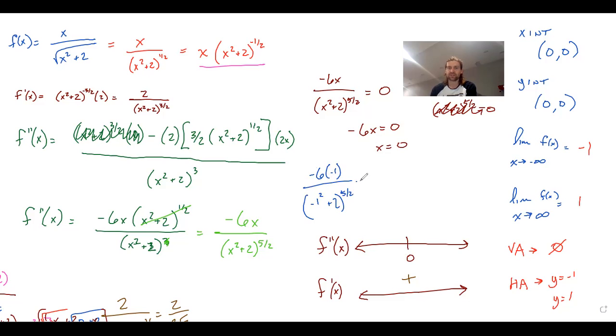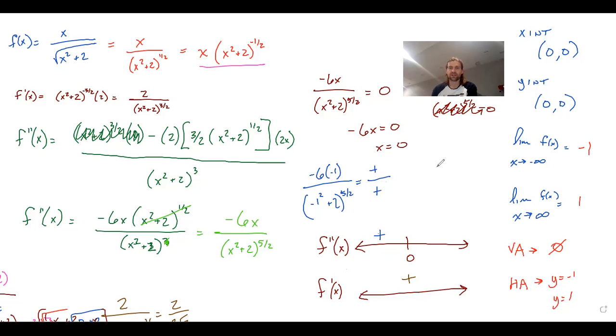Okay, let's think about this logically here. Negative 6 times negative 1, that's a positive number. Over here, we'd have 1 plus 2, that's 3. If we take the square root of any number, it's going to stay positive. And if we take it to the 5th power, it's going to stay positive. So this bottom's always going to be positive. Now the top, the negative 6 times the negative 1, is positive. A positive divided by a positive is positive. So that's concave up, which we actually saw from the graph that we used.